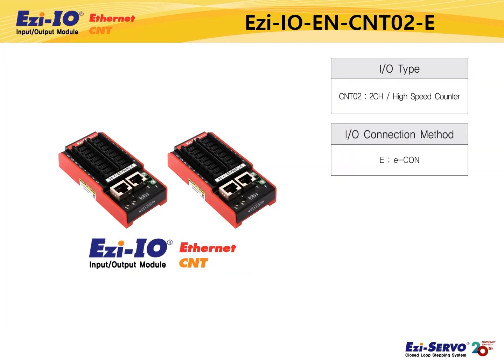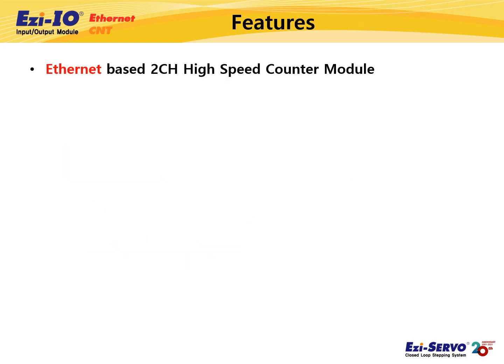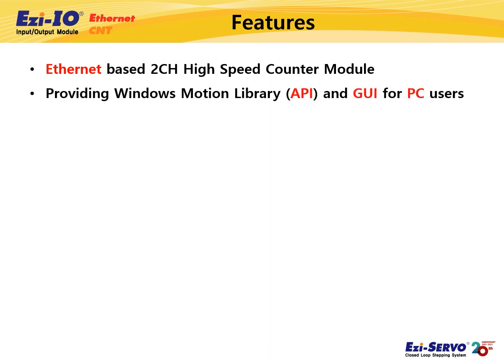First of all, I will explain the combination model name of Ezi-IO Ethernet CNT. In the example model name, I/O means input and output module, and EN means the product based on Ethernet network. CNT02 means that the product supports two high-speed counter channels, and E means that ECON connector is applied. Firstly, Ezi-IO Ethernet CNT is a two-channel high-speed counter module based on Ethernet network. As explained before, Windows-based API and GUI are provided for PC users.